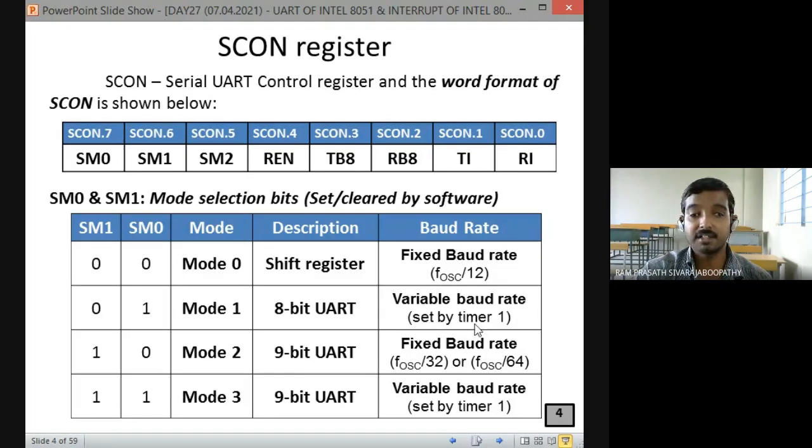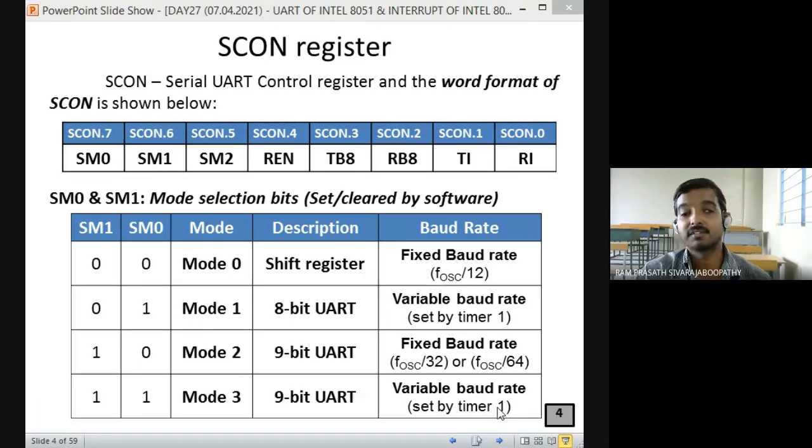The generation of baud rate for mode 1 and 3 can be done by timer 1. Kindly note down this. Fine. Which timer are we using for generating the baud rate? Timer 1. Don't forget this. Okay. Shall we move to the next slide?